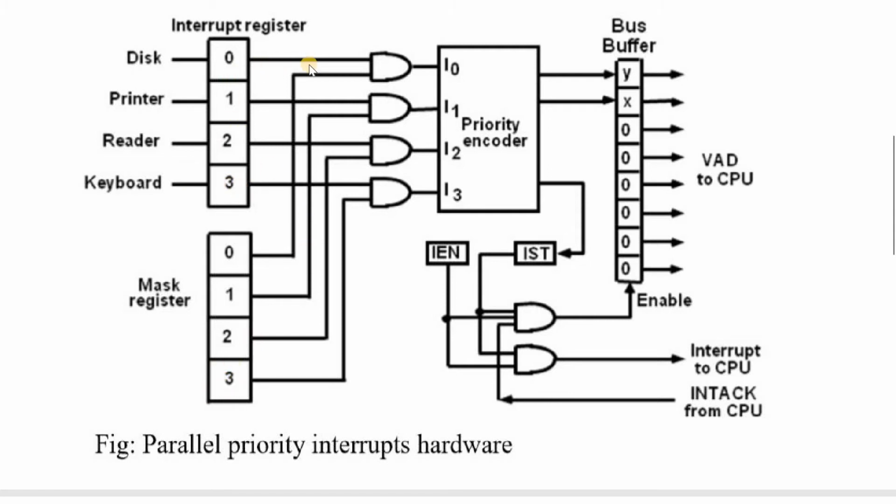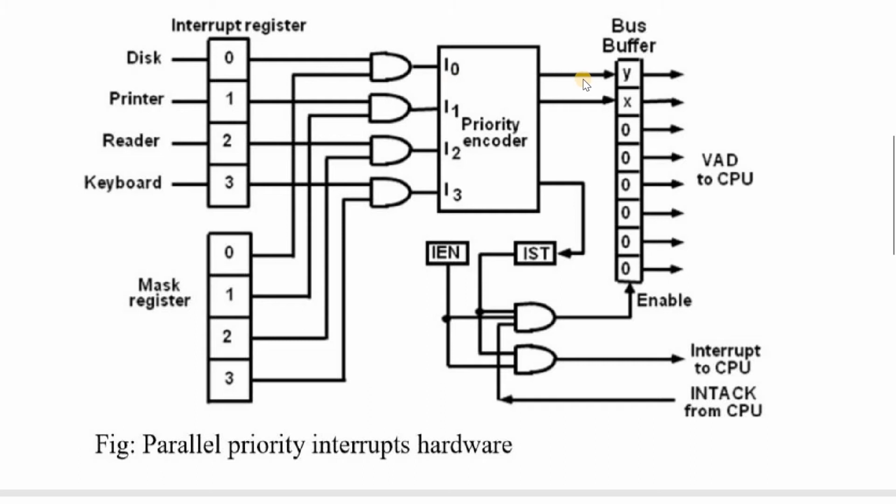So in every case, the respective values from the interrupt register and mask register are connected to an AND gate. The AND gate output is connected to the input of the priority encoder. In the priority encoder, at a time any one input is active.